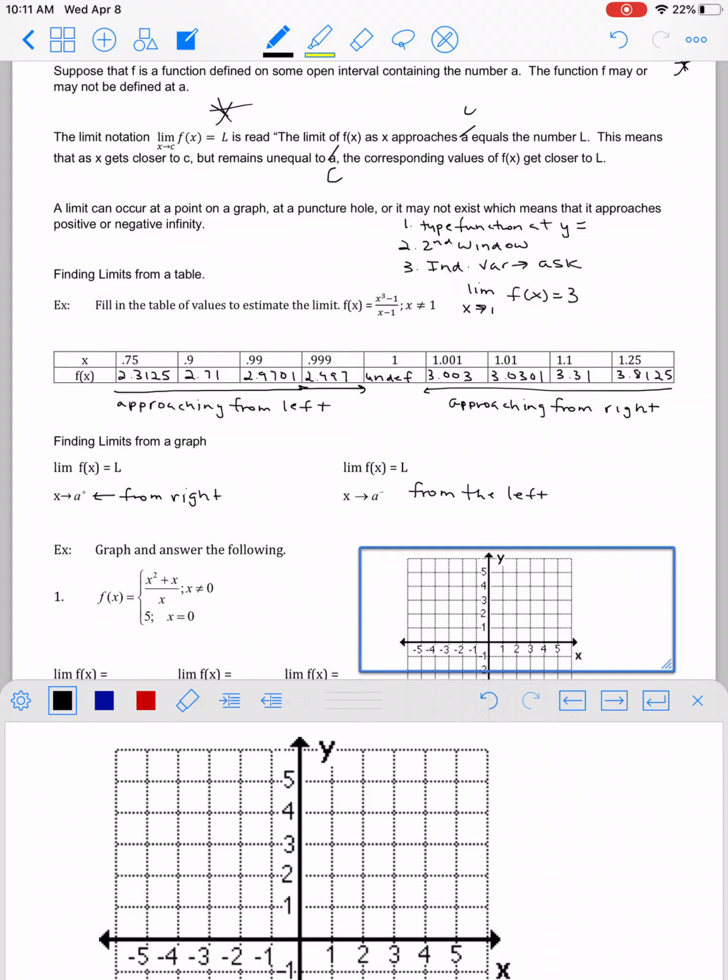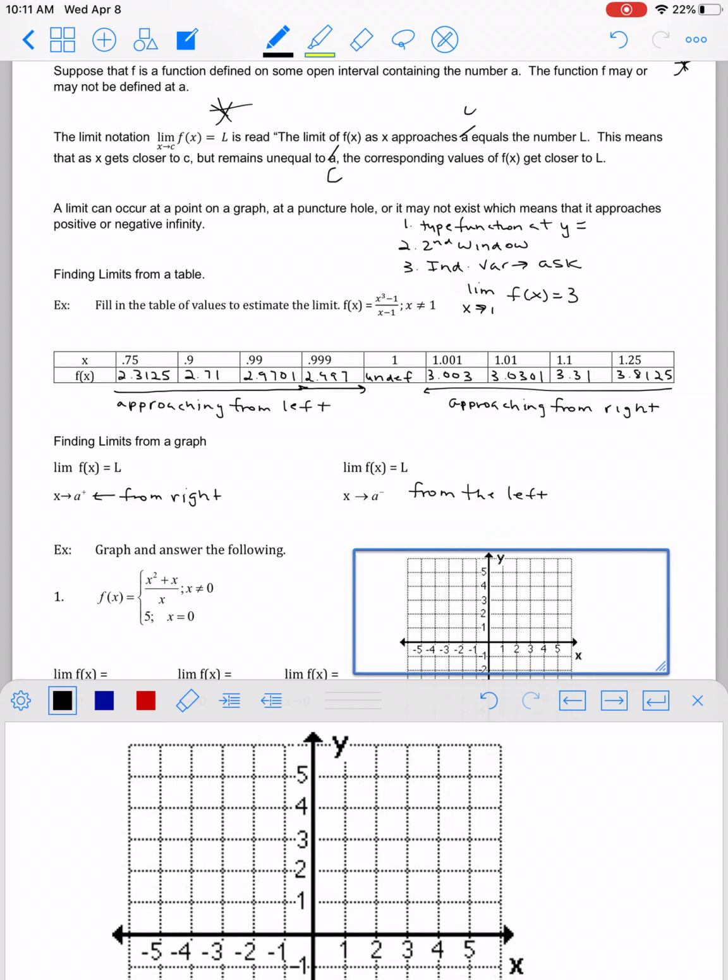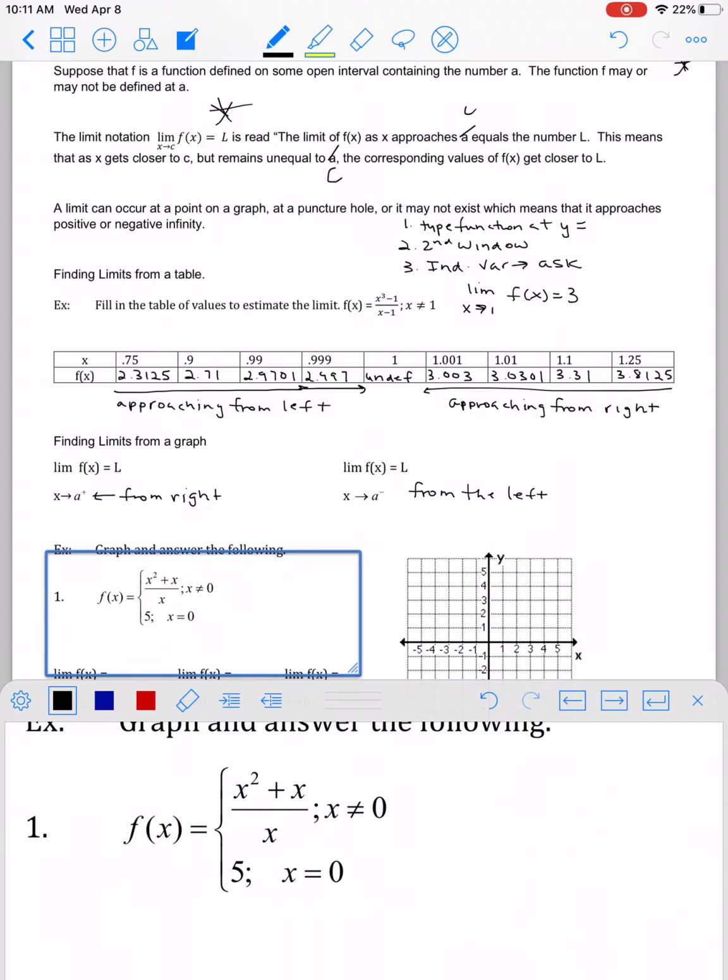Those are called one-sided limits because you are looking at them only from the directionality of one side. So what we're going to do now is look at a function and find the limit from the graph. Because it's piecewise, the boundary value is what we're approaching, and you can see that from the notation there.